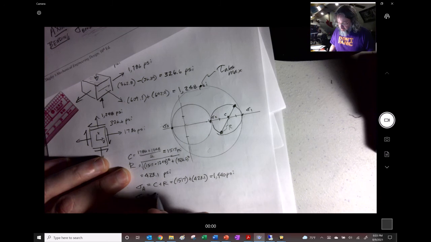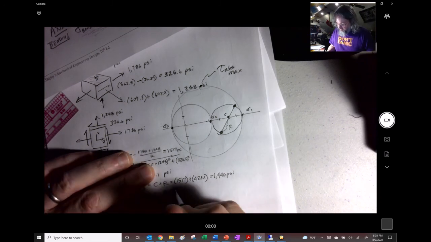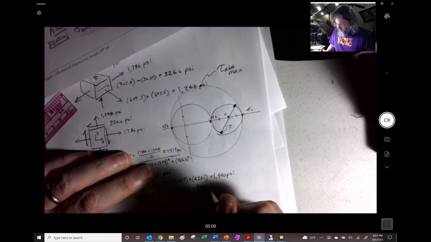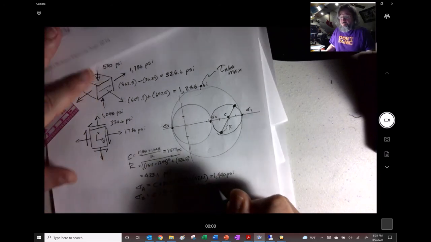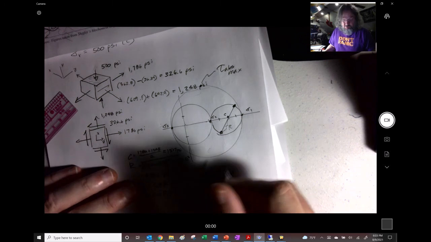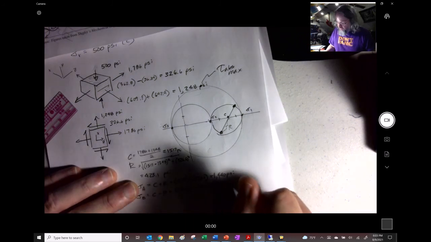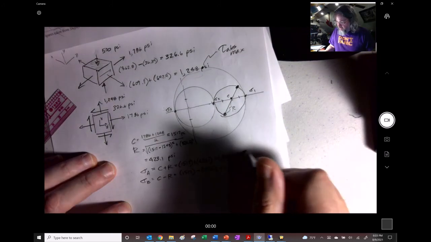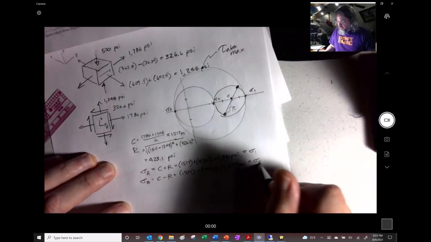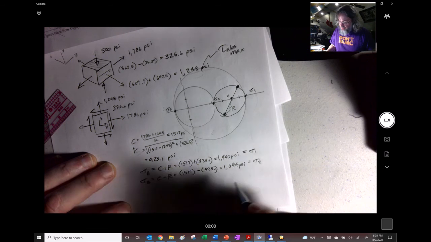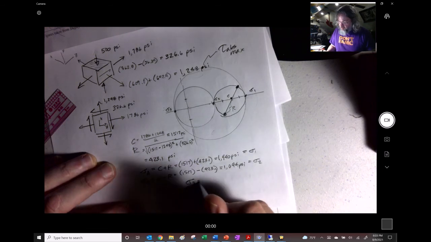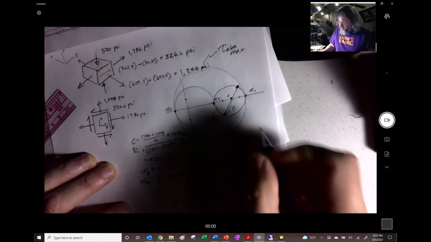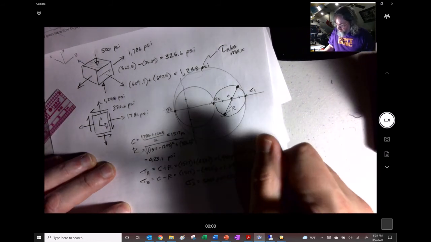Sigma B is C minus R. So that's going to be 1517 minus 423.1, and that comes out to 1094 psi. And we can recognize that's sigma 2. And then sigma 3 is 500 psi compression. And I should have put a tension inside there.